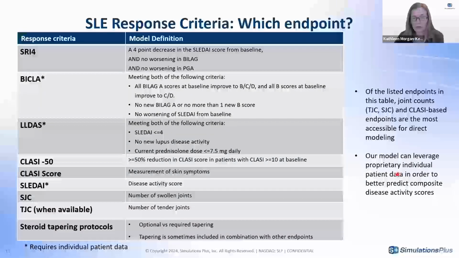Our model can also leverage proprietary individual patient data in order to better predict composite disease activity scores, and this allows the model to be extended and fit additional clinical trial data. The field is also slowly identifying organ-specific responses whose patients get their own trials, such as neurolupus as well as lupus nephritis.